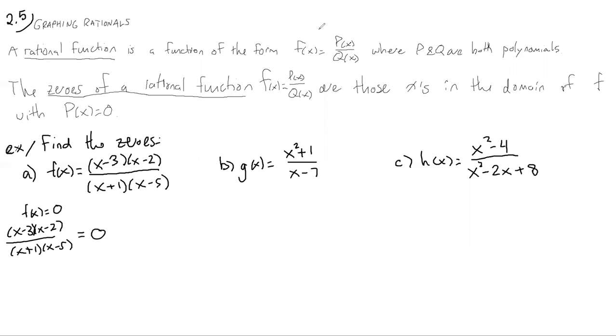And so what I would do is then multiply the denominator up to the other side, right? That's how we get rid of the fraction. So I would multiply this up by putting it over on the other side.